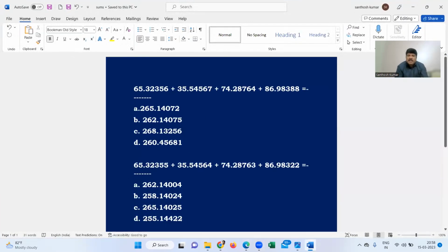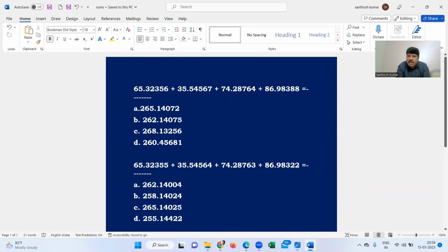See this one. Suppose 65.32356 plus 35.54567 plus 74.28764 plus 86.983888. Okay, we need to add these all actually. But here it will take at least 3 to 4 minutes to add all these digits, isn't it? But here, you have to go through the options. You have to get the answer by observing the options. See here, in these 4 options, what is the correct answer? No need to add all these numbers.